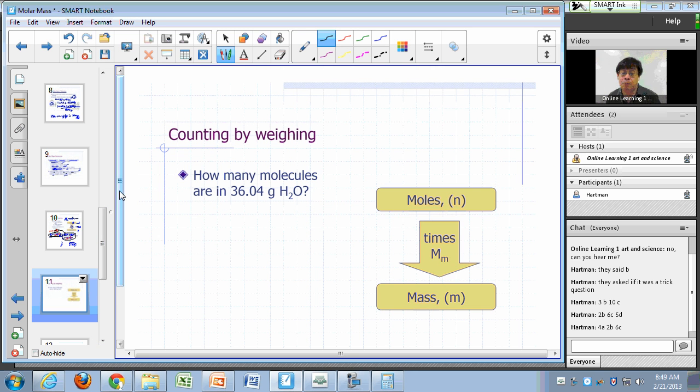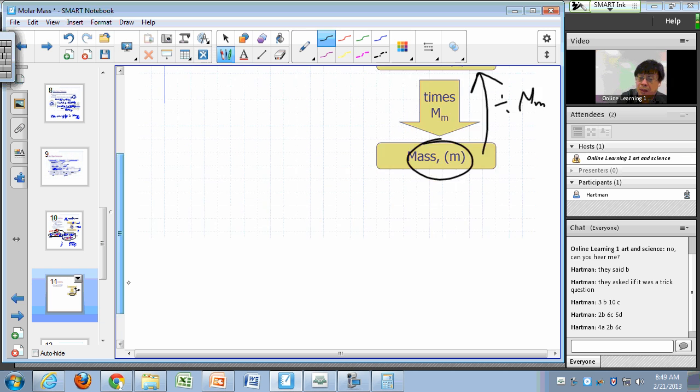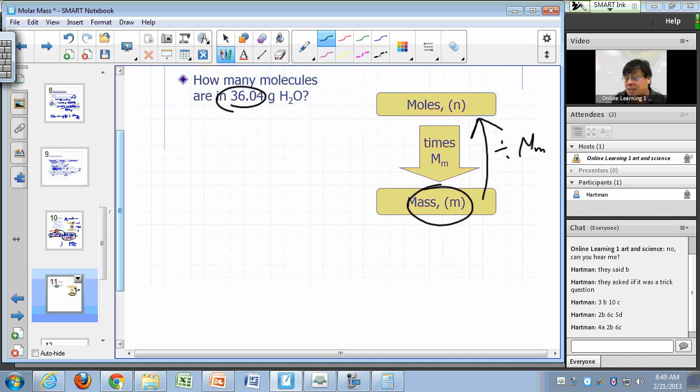So you can reverse the process. If you go to the lab and you weigh out a sample of water and your balance tells you this sample of water weighs 36.04 grams, how do we figure out how many molecules of water we have? Well, if you know the mass and you want to figure out moles, then you just go backward. Instead of multiplying by molar mass, you divide by the molar mass. Look at this: that's 36. I know a mole of water is 18, right? So that's about 2 moles of water.